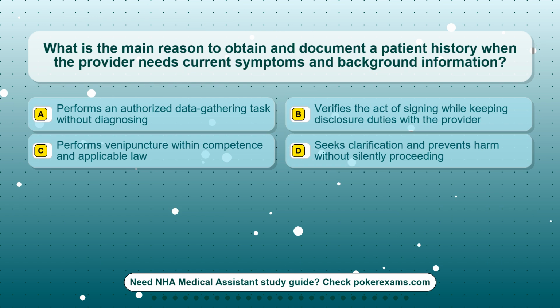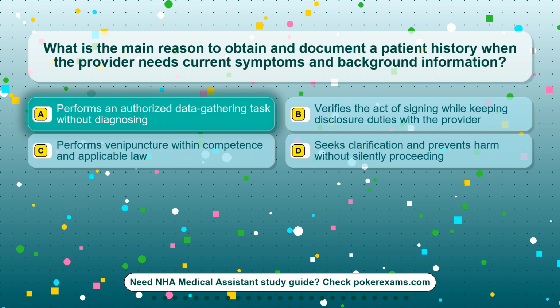Question 14. What is the main reason to obtain and document a patient history when the provider needs current symptoms and background information? Option A. Performs an authorized data-gathering task without diagnosing. Option B. Verifies the act of signing while keeping disclosure duties with the provider. Option C. Performs venipuncture within competence and applicable law. Option D. Seeks clarification and prevents harm without silently proceeding.